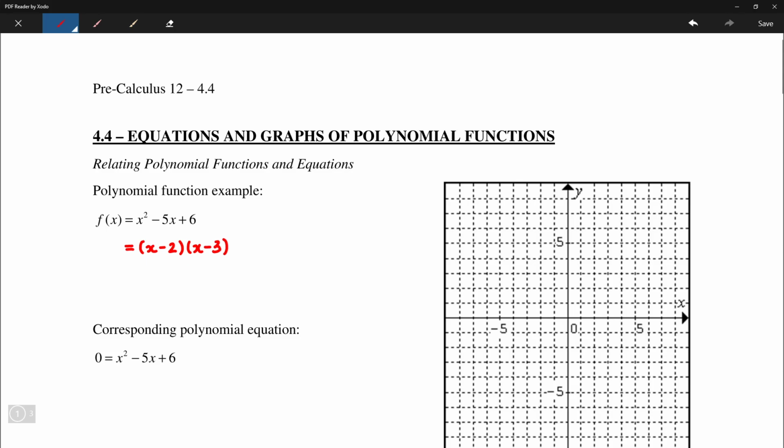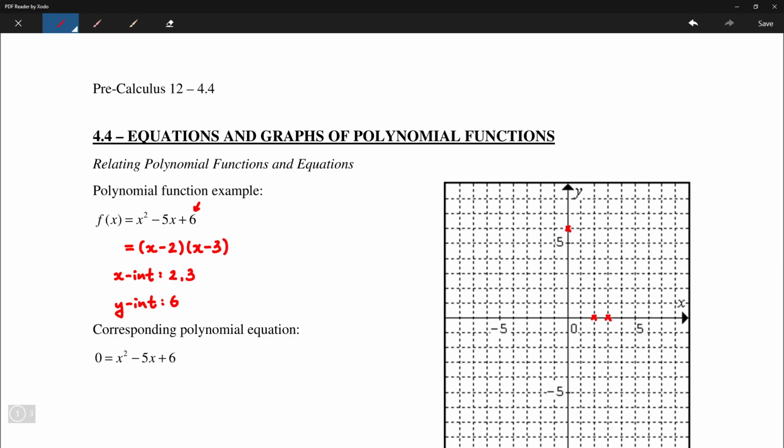What that tells us is that the x-intercepts for this function are 2 and 3. Also notice that the constant term is 6, so the y-intercept is going to be 6. Okay, so if we are to graph this parabola, we will have the x-intercepts 2 and 3 and the y-intercept of 6.